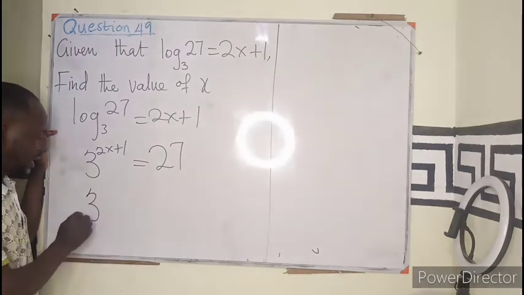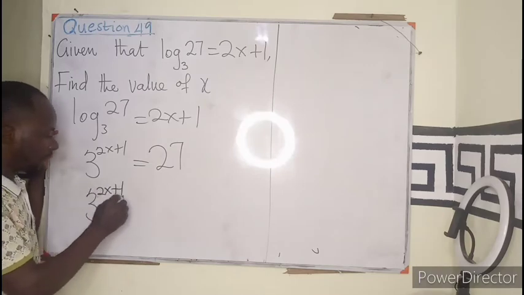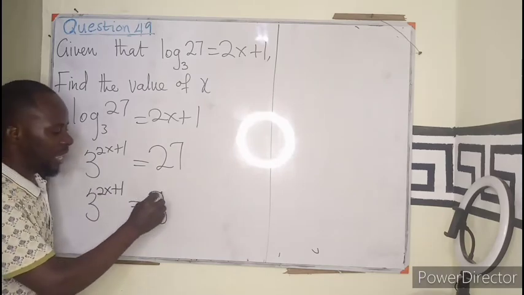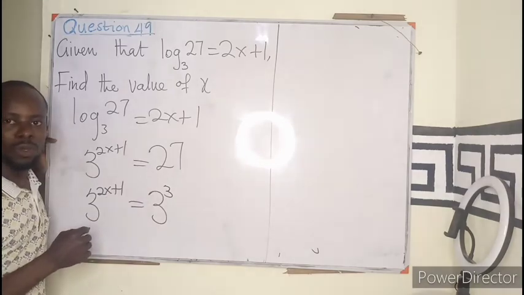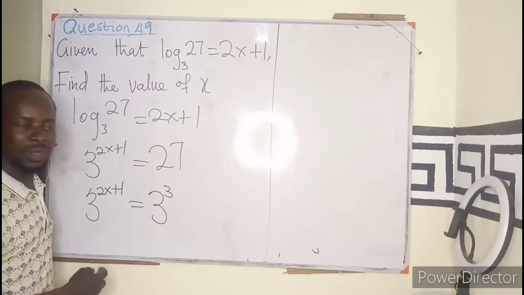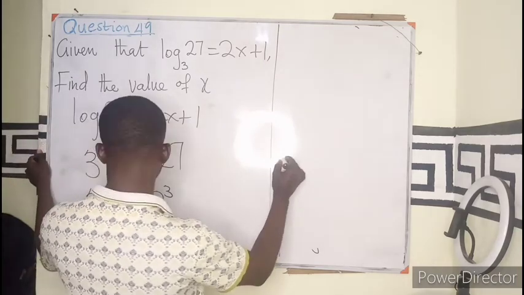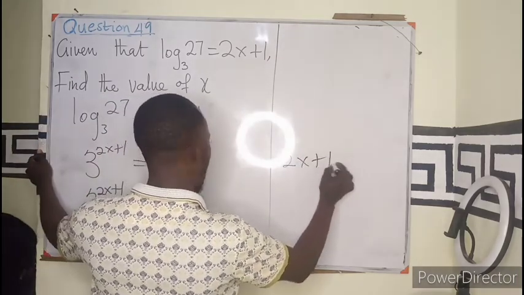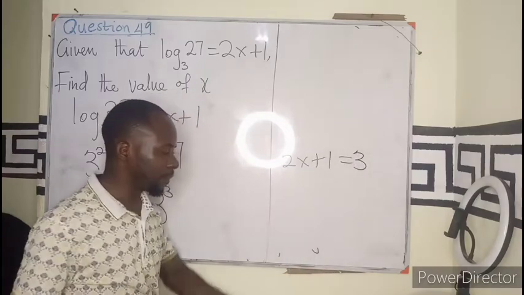So I'll be having 3 exponent 2x plus 1 equals 3 exponent what? 3. We know under indices, if the bases are the same, we equate the exponents. So we are going to have 2x plus 1 equals what? 3.